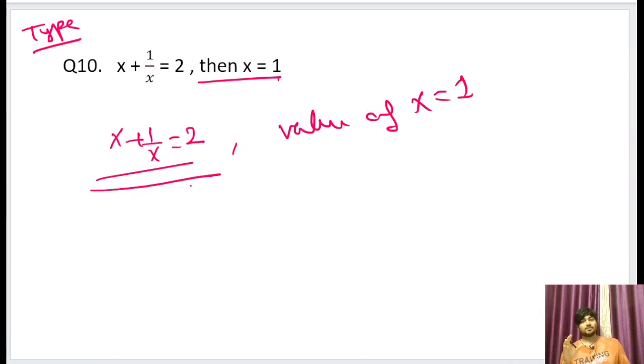So, whenever it is given x plus 1 upon x is equals to 2, in that case, x is always 1. You just don't need to even think more than once. Just see the question. If it is given x plus 1 upon x equals to 2, then just take the value of x as 1. That's it.